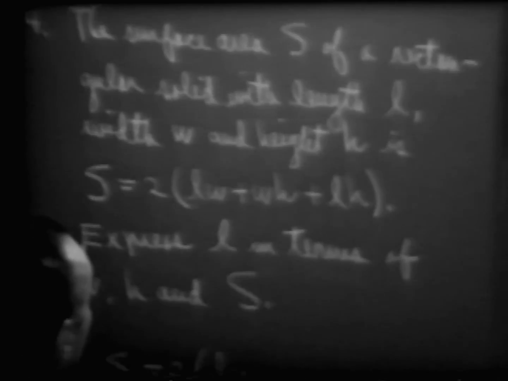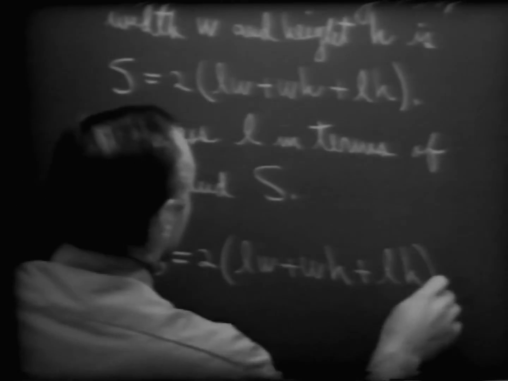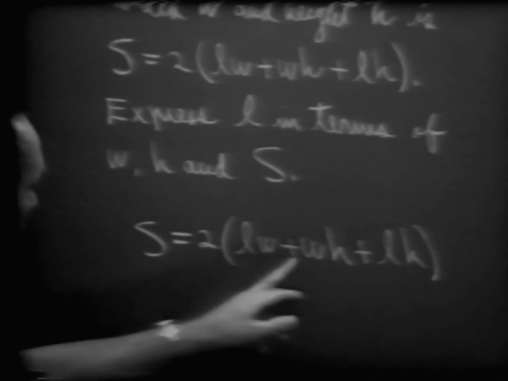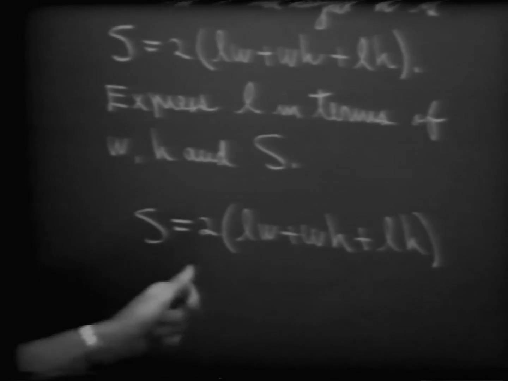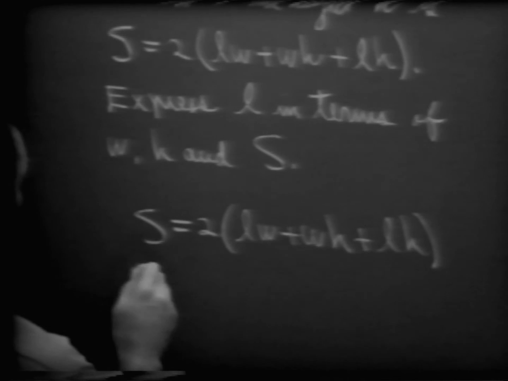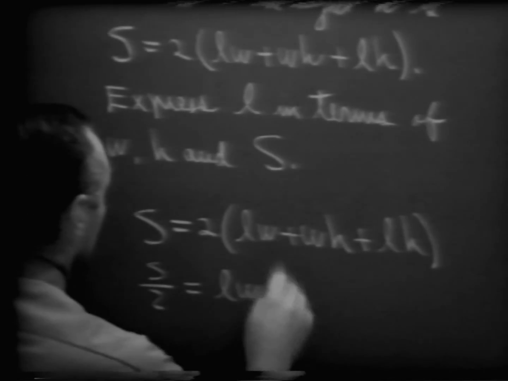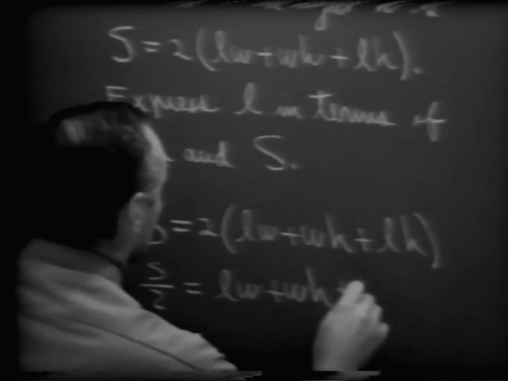So we say, all right, let's just write our equation down. Twice LW plus WH plus LH. And we're interested in L. All right? Well, the first thing you say is, I don't like this 2 here. Since we are multiplying by 2, what then can we do, Steve says? Divide both sides by 2. And that is what? S over 2 is equal to LW plus WH plus LH.